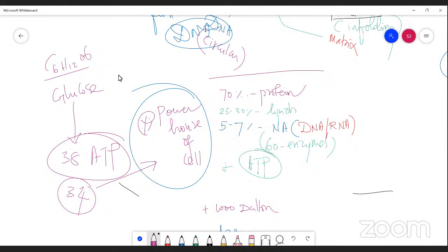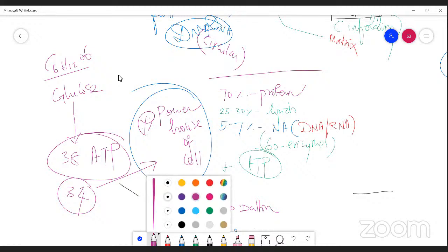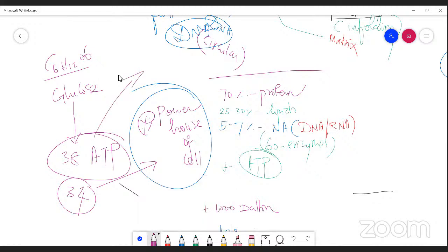Why is it known as the powerhouse of the cell? Because it generates more energy in the form of ATP. ATP is the energy currency of the cell, whereas mitochondria is the powerhouse of the cell, which generates the energy currency in the form of ATP, adenosine triphosphate. So this is simply something about mitochondria.